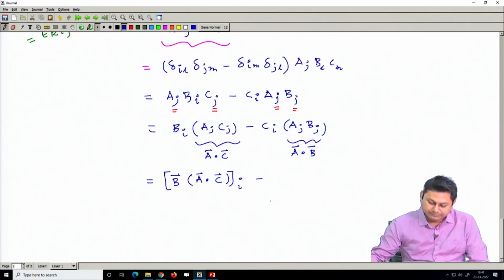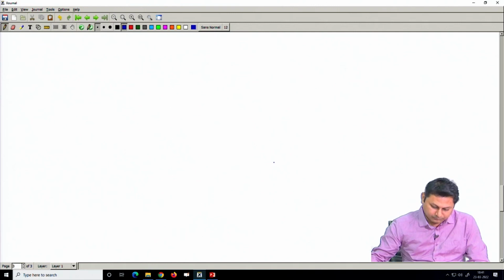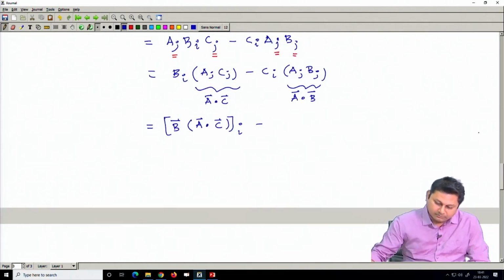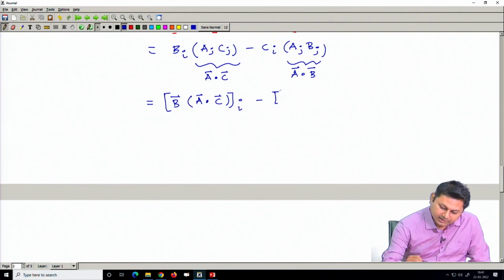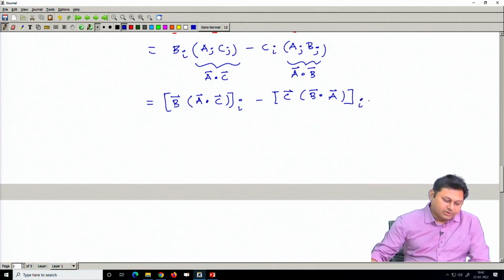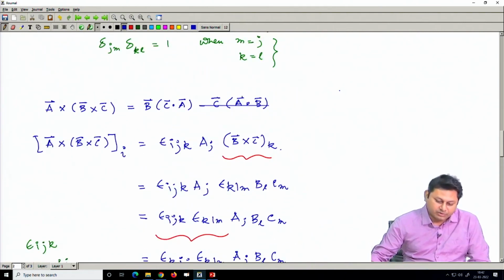Now, I am having another term. So, I can write it as C vector and B dot A, or A dot B. This is the ith component. So, this is the thing I wanted to prove. You can see that A cross (B cross C) is B (C dot A) minus C (A dot B). Okay, here is a line, I do not know from where this line came. So, let me erase this.